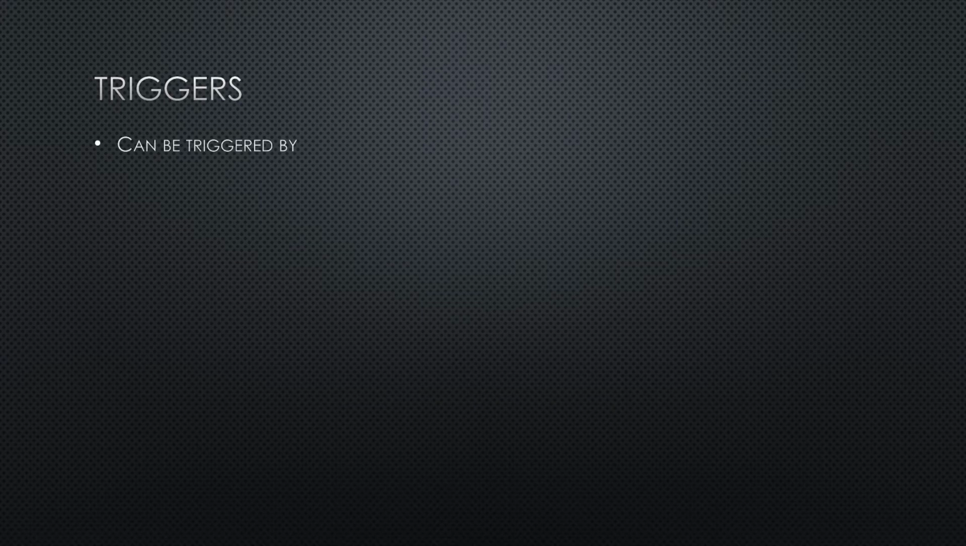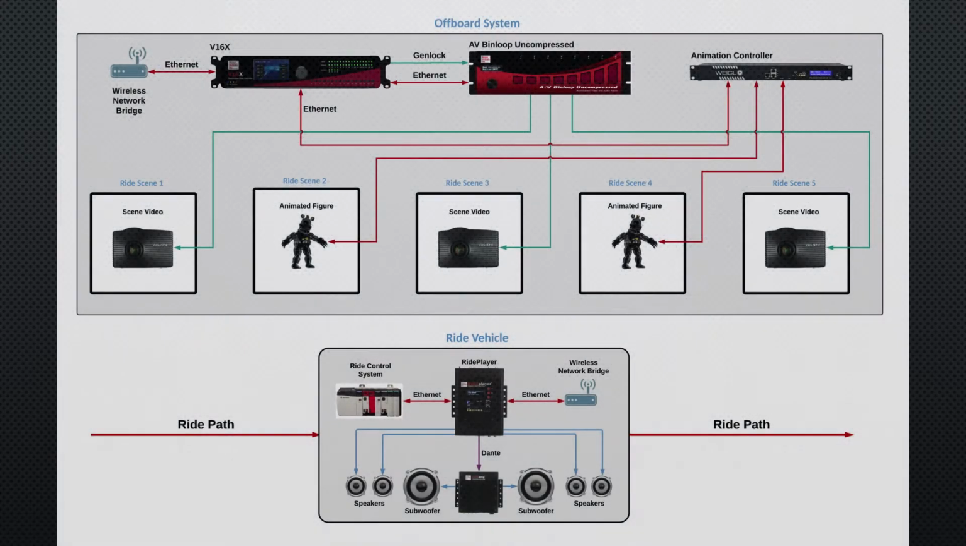Sequences can be triggered by changes in time, variables, I/O, or an incoming message from another device. Let's talk about some of the use cases for how the triggers might come into play. We started with the PLC example in the previous video, so let's dig into that one. The PLC is part of the ride system, and so it knows where all the ride vehicles are at all times. Because of that, it can tell us when it needs us to play scenes for each ride vehicle.